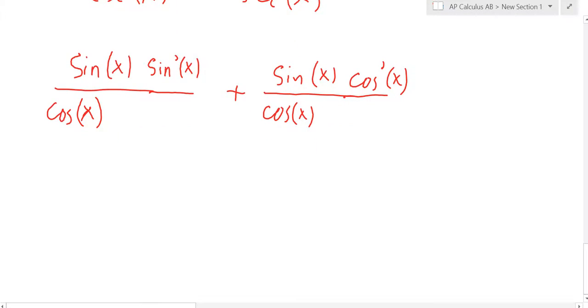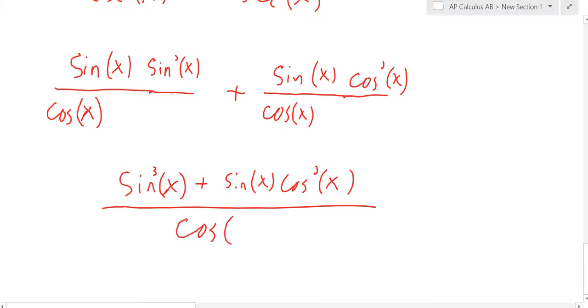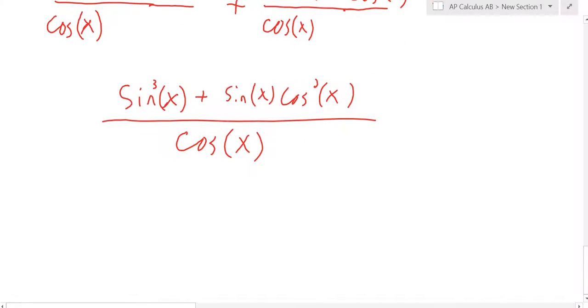We're going to put them together, and you can see the same thing happening that happened the other way we did it. It's going to be sine of x times sine squared, which we can make sine cubed, plus sine of x times cosine squared, all over cosine. If you're stuck here, you go through your list. We can factor out a GCF. We can take sine out.